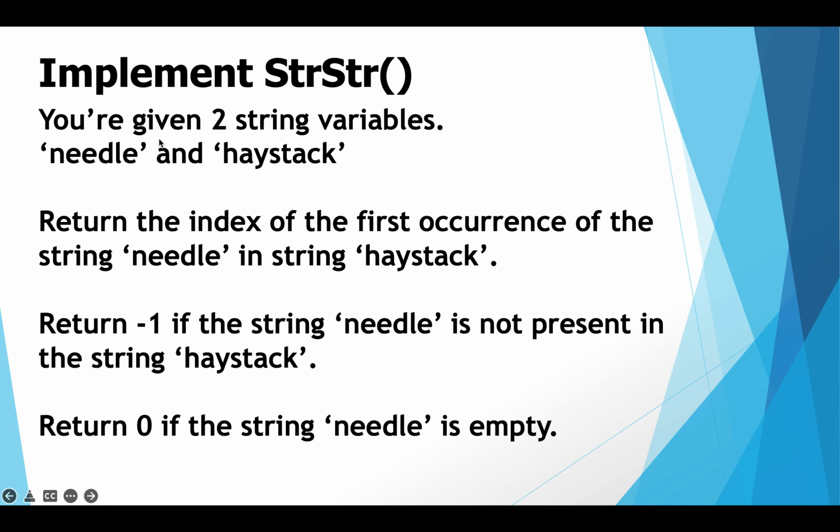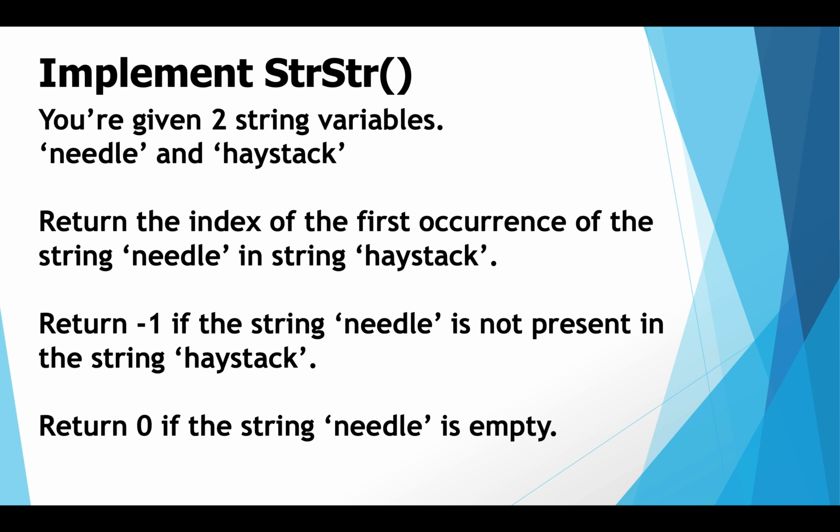You are given two string variables, needle and haystack. You need to return the index of the first occurrence of the string present in the string variable needle in the string present in the string variable haystack. If needle is not present in haystack, then you need to return -1. And in case the string variable needle is empty, then you should return 0.